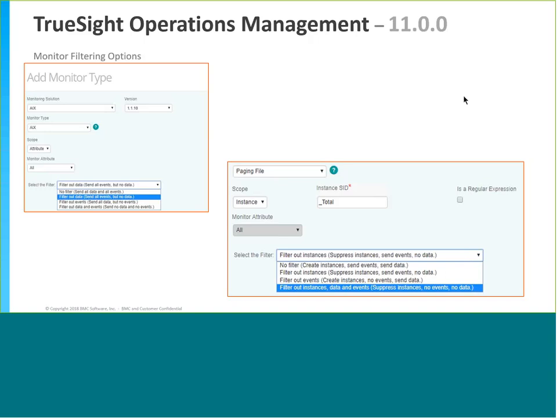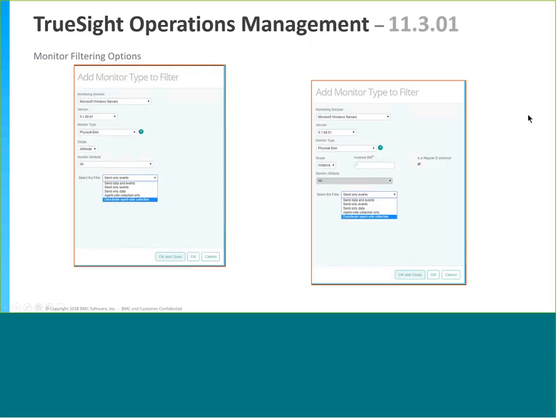So the important feature we've introduced is around the filtering. Within the UI, as you can see here, this is the earlier version of the UI, where we just listed four options. Then when we moved into version 11.301, we renamed all of them, and we introduced a new feature which was deactivate agent collection.